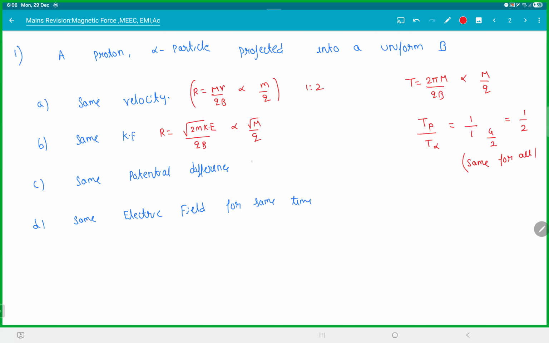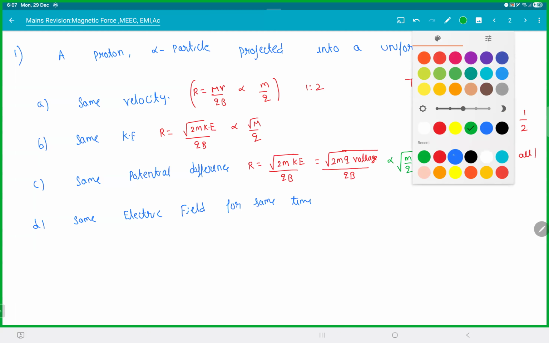What about potential difference? When you give a potential difference, kinetic energy is charge into potential difference. So this is root over 2 into mass into kinetic energy by qB. This becomes root 2m into charge into voltage by qB. So this becomes proportional to root over m by q.